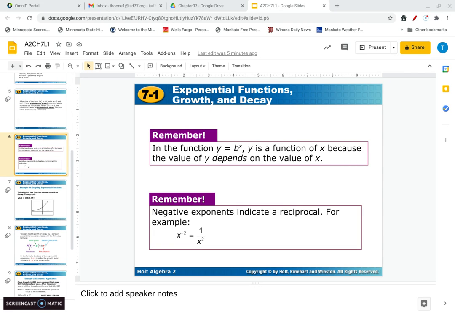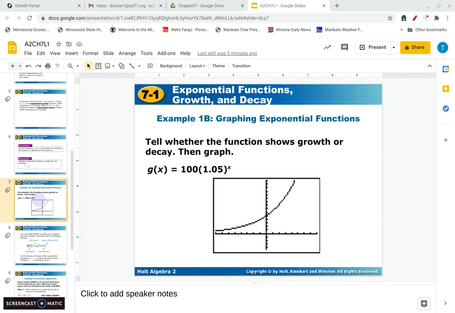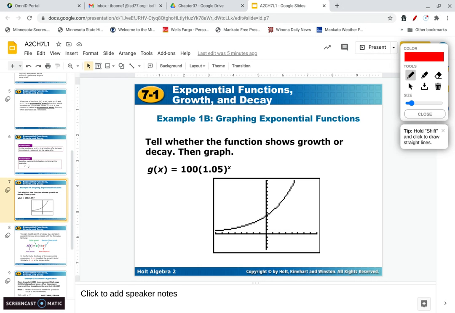So again, we talked about those types of things. A lot of times we can give you a graph or a function, and you should be able to easily tell if it's growth or decay. The big thing to take a look at, looking at the graph, you can see that it's going up, so it is growing. The other thing to look at is the base of the exponent. You can see clearly that number is bigger than 1. That's a 5% increase. So remember, when we're increasing by a percentage, we always add that to 1.